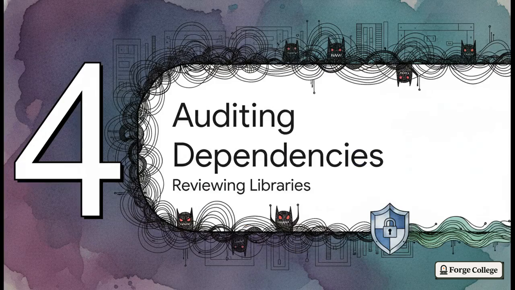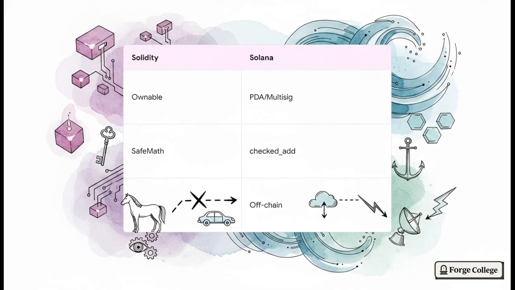Section 4. Auditing your dependencies. Let's see what's hiding in your imports. Dependency risks love to hide deep down inside your imported libraries. So let's look at some concrete examples of how you'd handle them.